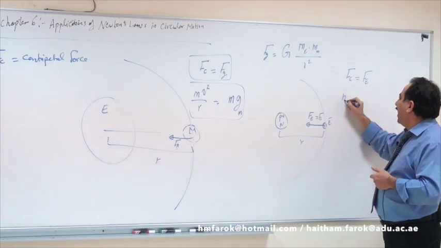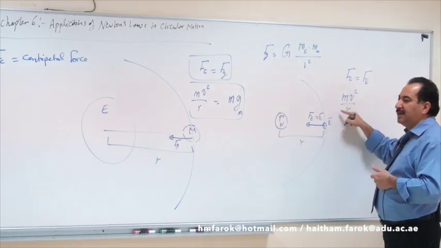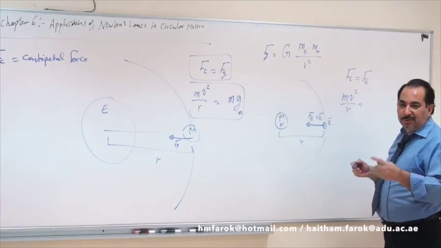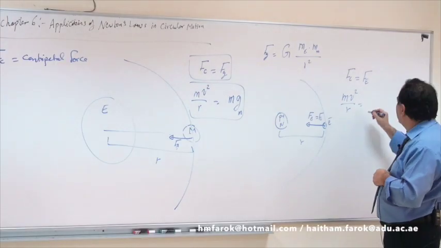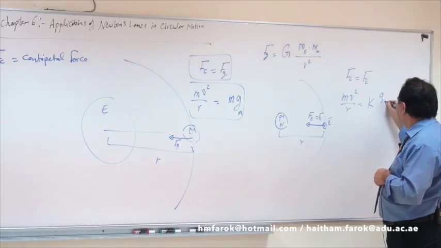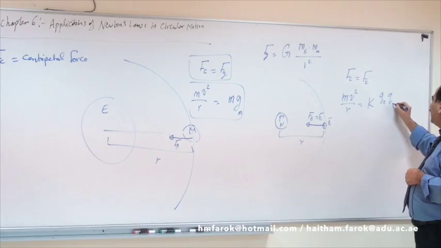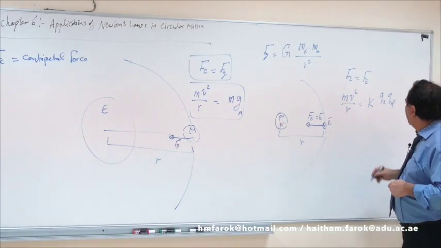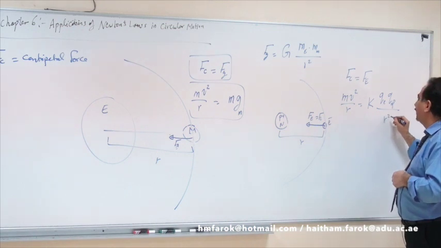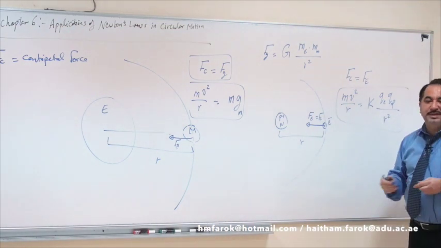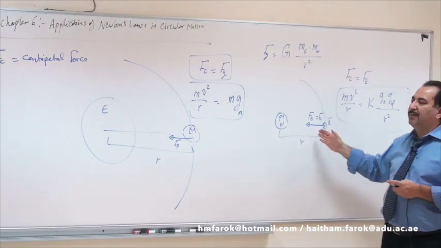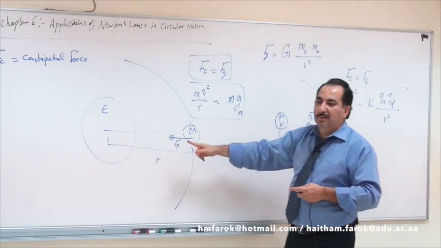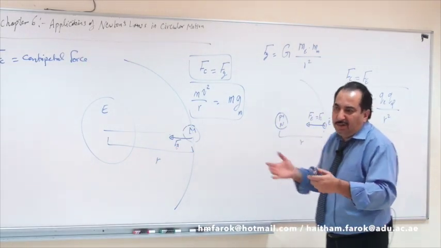And Fc is m of the electron, speed square over radius for the electron. Electric force, of course, you find it by Coulomb's law. This is in physics too, but I just write the formula. Coulomb's constant, charge of the electron, charge of all the protons, n protons, because it's not just one proton, over r squared. So in this example, we found that the centripetal force comes from electric force. In the other example, gravity force. These are two general examples.